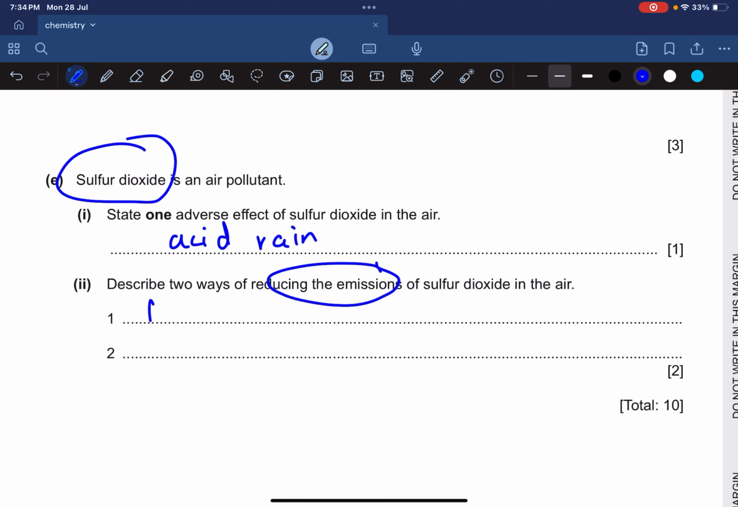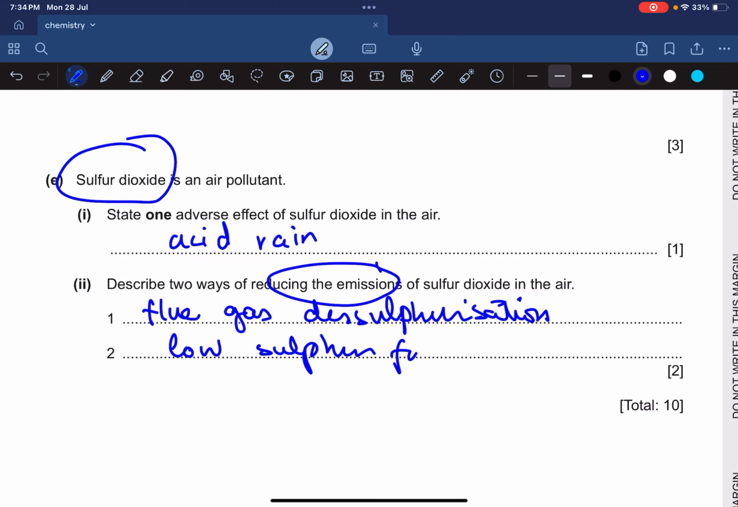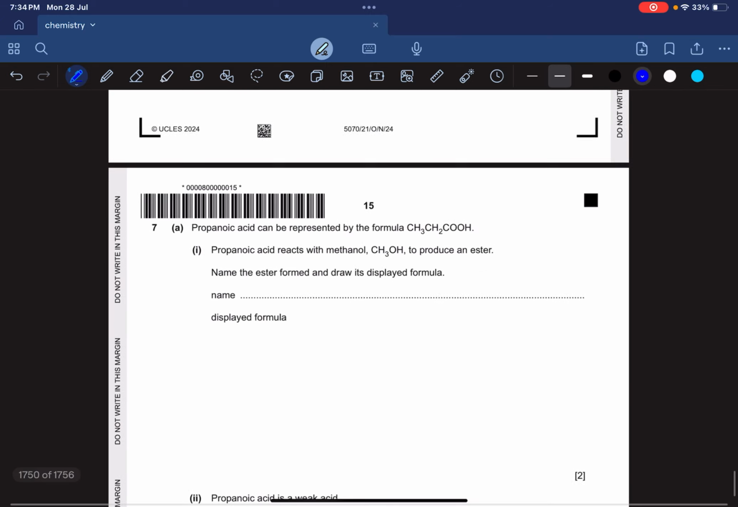First, you can use flue gas desulfurization. That's going to reduce your emissions. And secondly, you can use low sulfur fuels. These are the two requirements that I mentioned in your syllabus. Learn the syllabus and that's going to be easy.